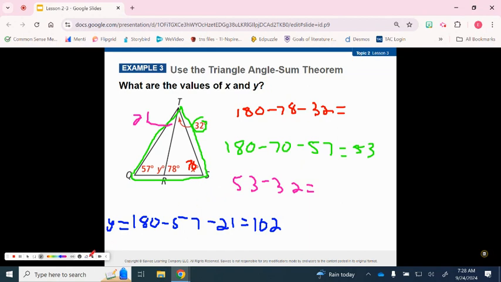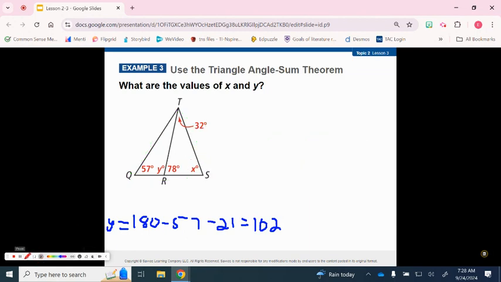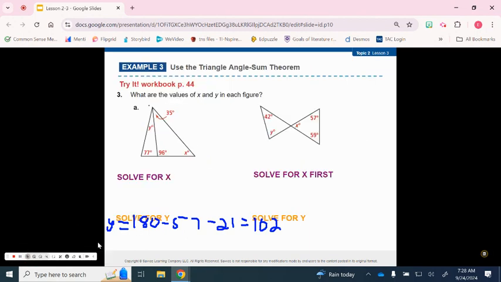All right. Clear this. Now it's your turn. I don't know why that didn't clear. Try your workbook. We're on page 44. Give that a shot. I'm just going to kind of physically erase this here while you guys work on that.